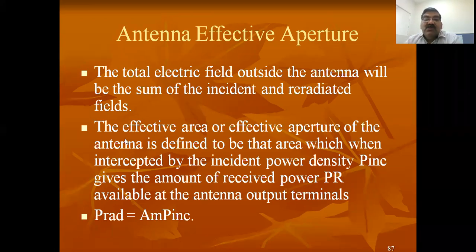So the effective area, or effective aperture, of the antenna is defined to be that area which, when intercepted by the incident power density, that is P incident, gives the amount of receiving power, that is PR, available at the antenna output terminal. So PR is equal to AM into P incident.